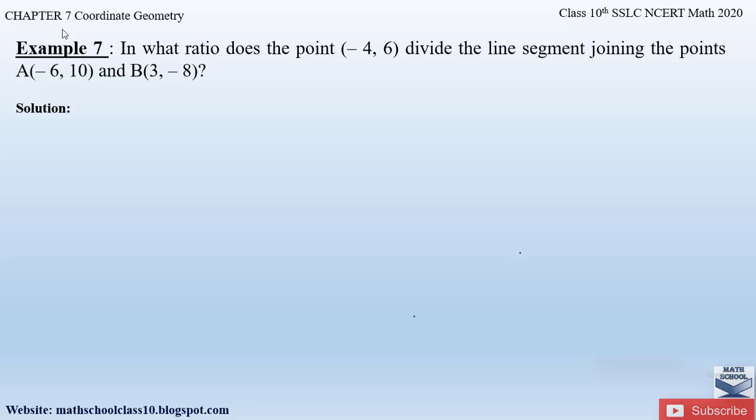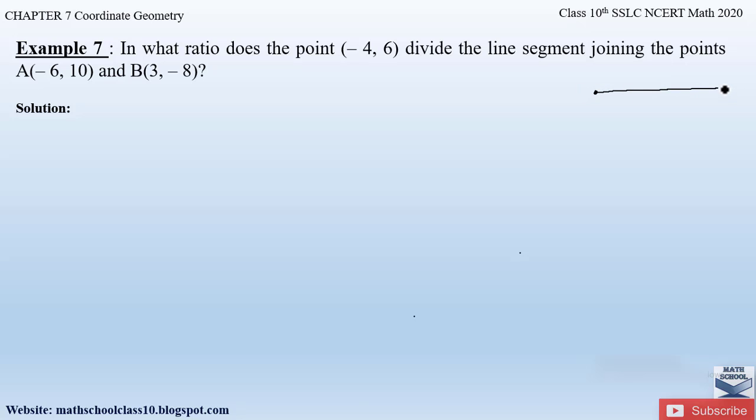Example 7 from chapter 7 coordinate geometry says, in what ratio does the point -4, 6 divide the line segment joining the points A, that is -6, 10 and point B given as 3, -8. So here they have given us a point which divides a line segment given by point A and B. So let me show you here by drawing a figure.